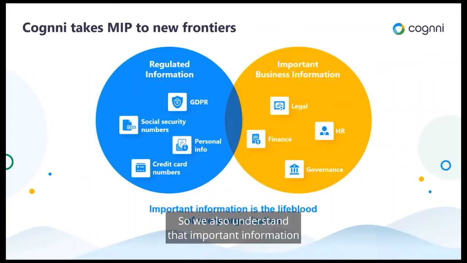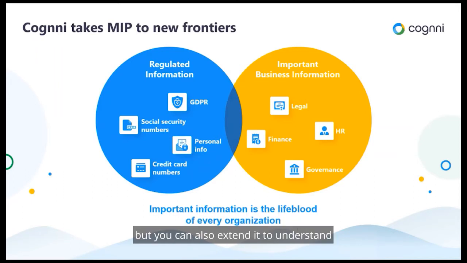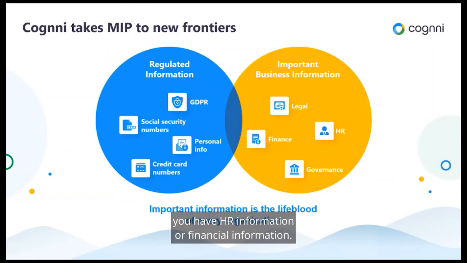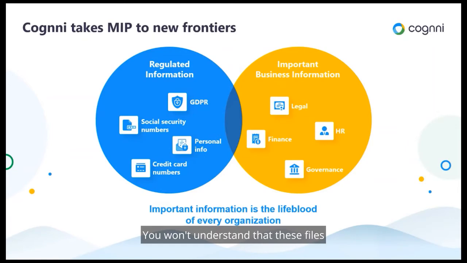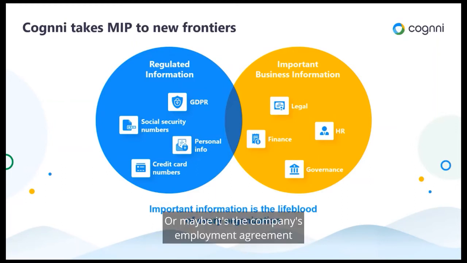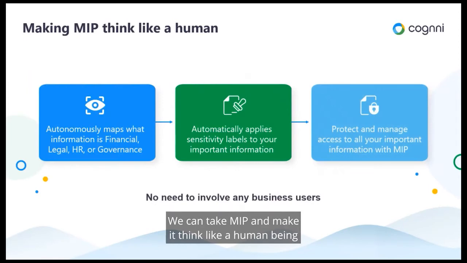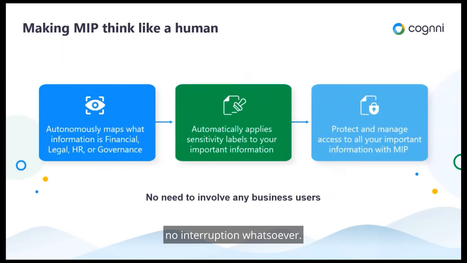So we also understand that important information is divided between the regular information, which you can classify the sensitivity of with MIP, but you can also extend it to understand what's important business information you have in your company. You have legal information, you have HR information, or financial information. You want to understand that these files that contain credit card numbers, maybe it's the company's P&L, or maybe it's the company's employment agreement. And this is what we've done here in Cognni. We understand that we can take MIP and make it think like a human being without involving any of your business users, no interruption whatsoever.